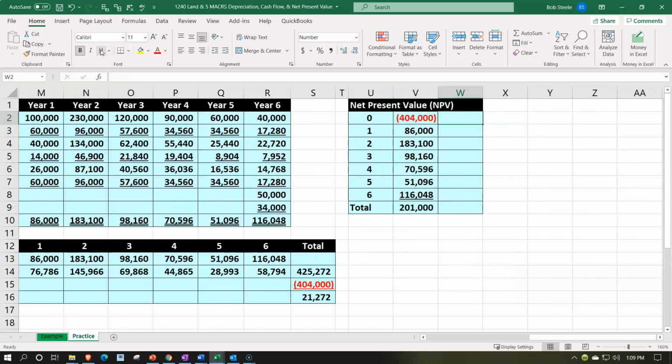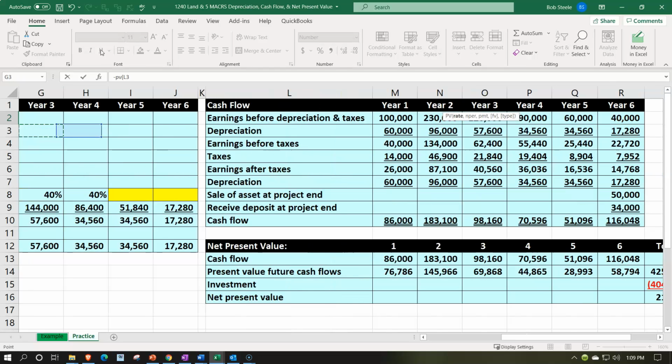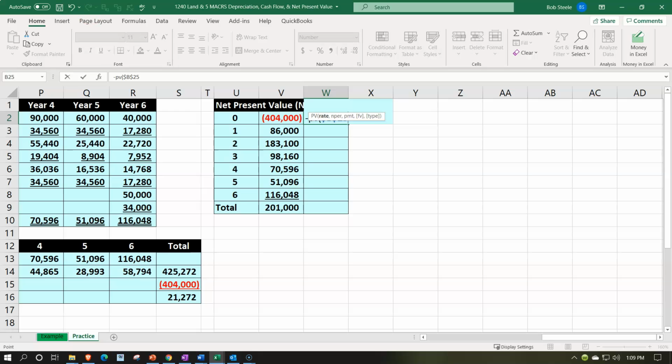So if we didn't have any present values after the 6 years, we're looking at a total cash flow of 201, but we need to present value it at the discount rate, cost of capital 12%, negative PV, shift 9, rate all the way to the left, picking up the 12%. There's the 12%. Going to select F4, keyboard, dollar sign before the B and the 25, comma, number of periods 0, comma, comma, because it's not an annuity but present value of 1, picking up the 404. It's going to be the same number if we did it right because it's still at time period 0.